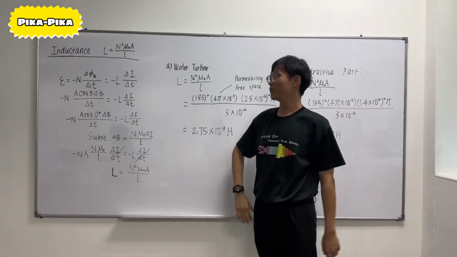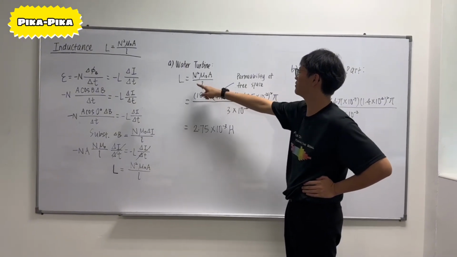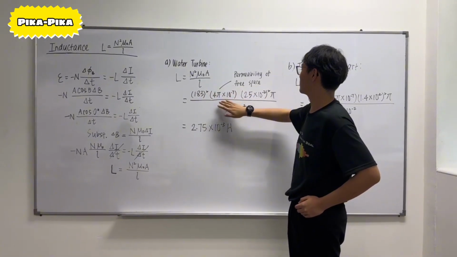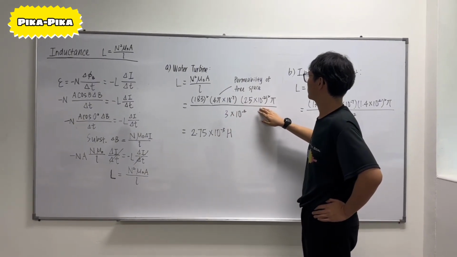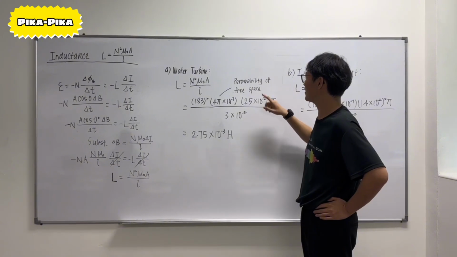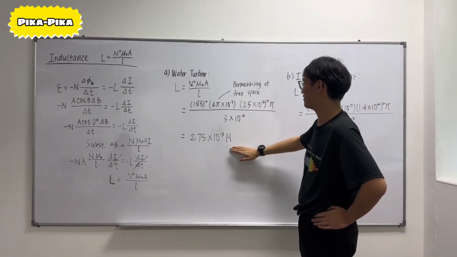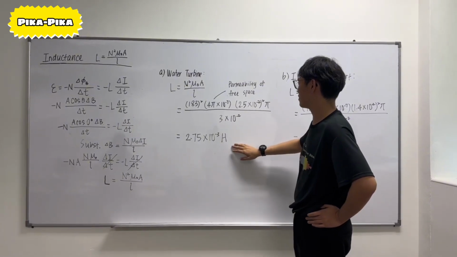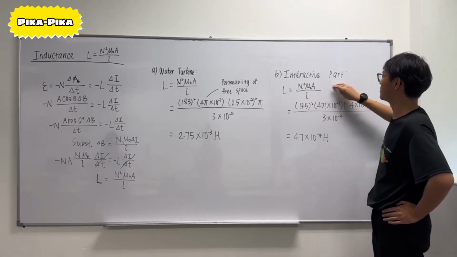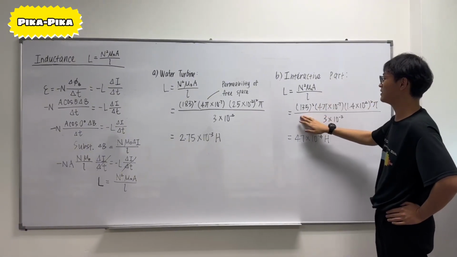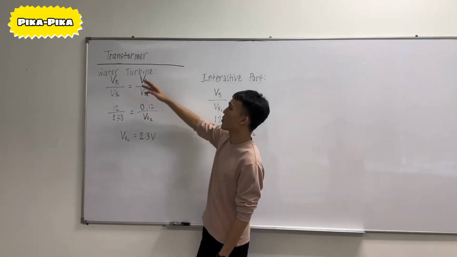That's all. So we use the formula we just got, and to find this one, we substitute the number of turns of our copper wire, the permeability of free space constant, the area of our coil and our length, and we get 2.75 multiplied by 10 to the power of negative 3 Henry. In the interactive part for the small one, we also substitute the information and we get this. Now we'll proceed with the calculation.